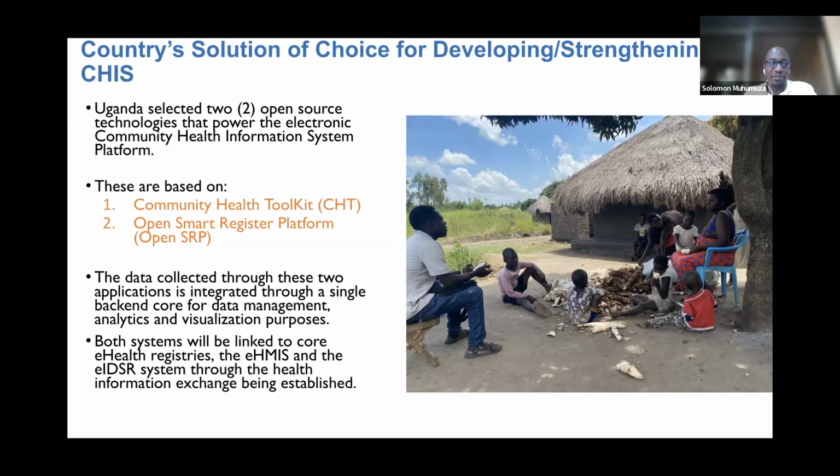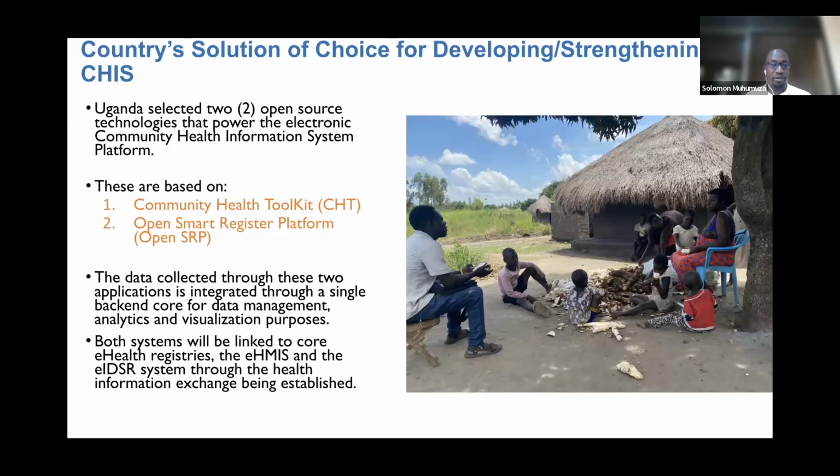And I know when I talk to other countries, the community health workers are facilitated or paid, but the numbers are always small. So looking at the numbers that we deal with, 140,000, our management was a bit skeptical about whether a single technology would be able to support these numbers at scale. So we came up with two technologies to power this platform. But our intention is to have all the data that is collected integrated into a single backend core for purposes of analytics and visualization. At the end of the day, the user shouldn't be able to tell the difference, whether it is the CHT or OpenSRP.